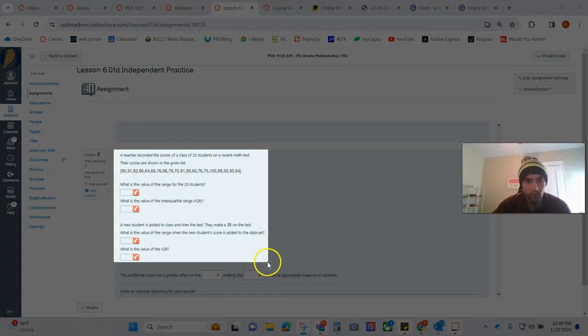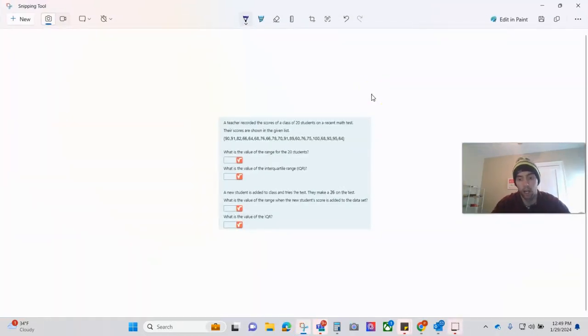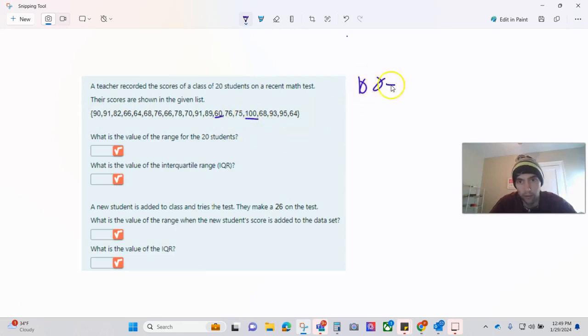Same kind of question, but it is on range and interquartile range instead. Okay, 20 students given a math test. What is the range for the 20 students? Biggest number minus the smallest number. Smallest number? 60. Yep, smallest number 60. Biggest number is 100. So 100 is my biggest, minus 60 is 40. So that's the range.